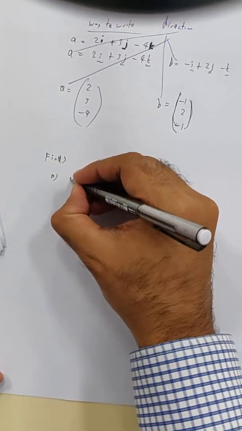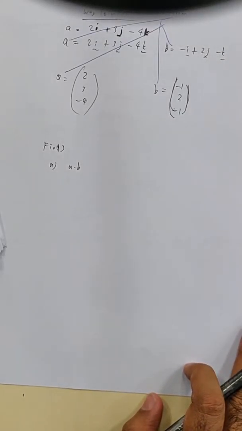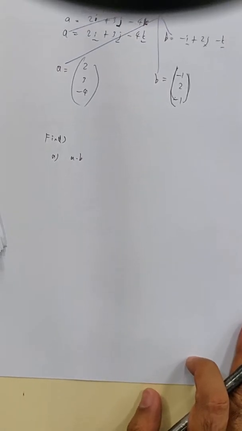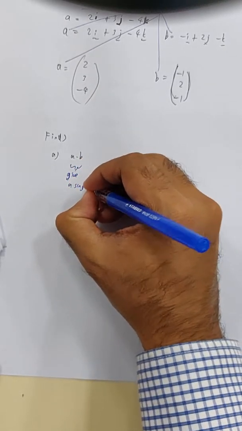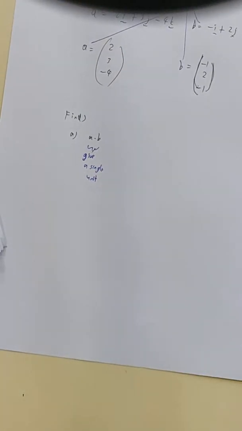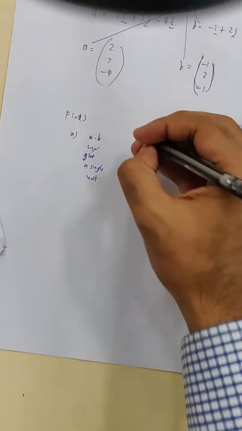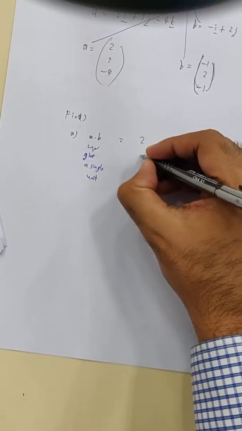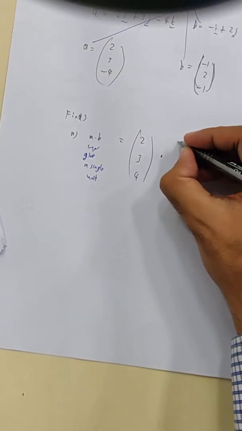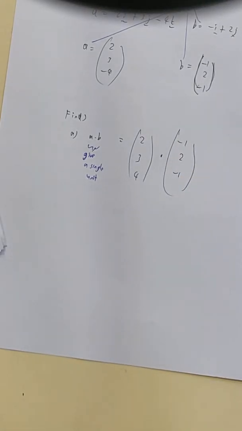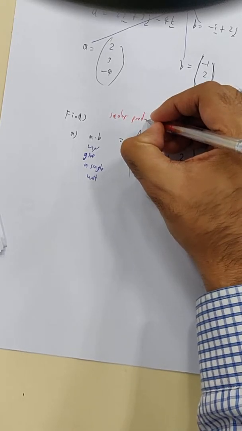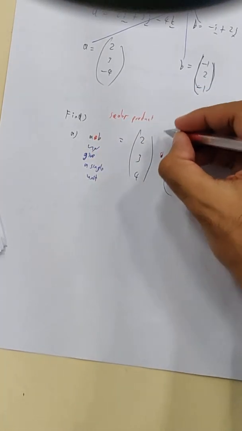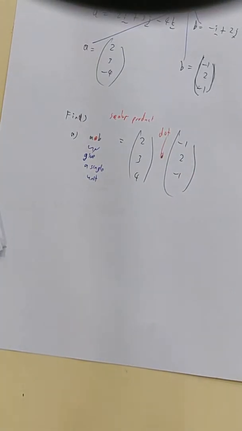So if we ask you to find A dot B, how will it be? A dot B will give you a single number. What do I mean by that? (2, 3, 4) dotted with (-1, 2, -1). This is what we call the scalar product. But since the shape here is a dot, sometimes we call it a dot product. We don't call it times. We call it dot product.